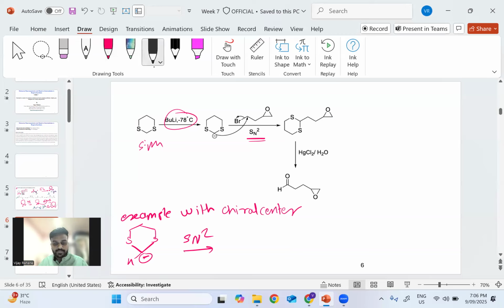Let's take the example of this compound, which is the bromo compound. Let's check this case. We have such an epoxide, and let's say this is the CH3, and here there is the hydrogen. In this case, if the reaction takes place, then what will be the product?